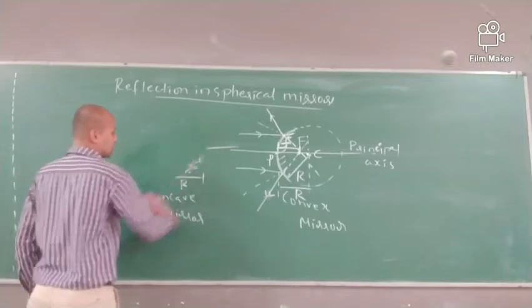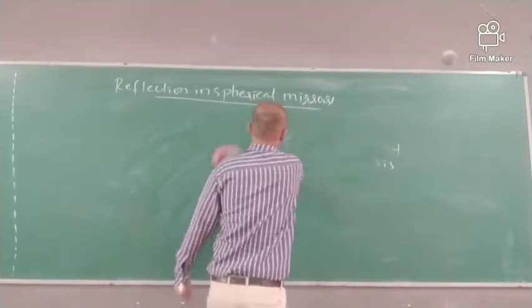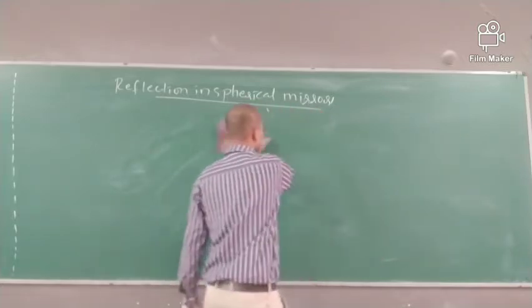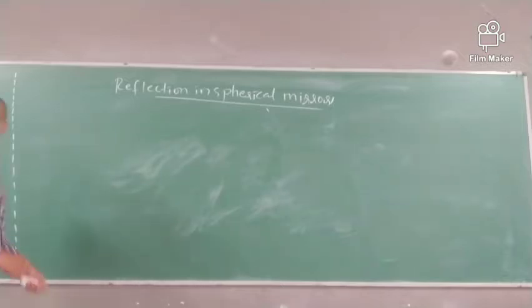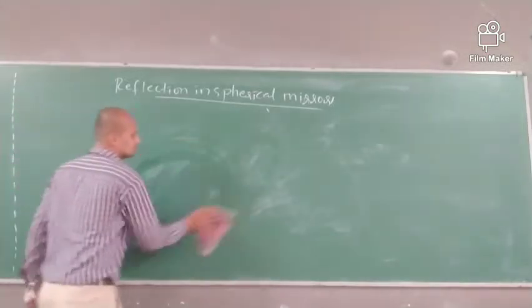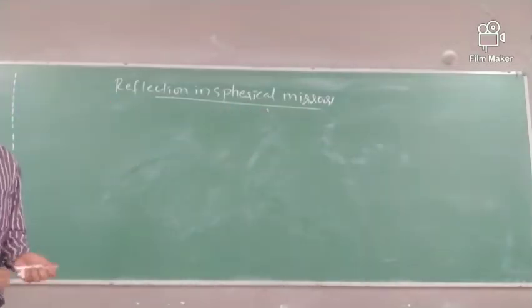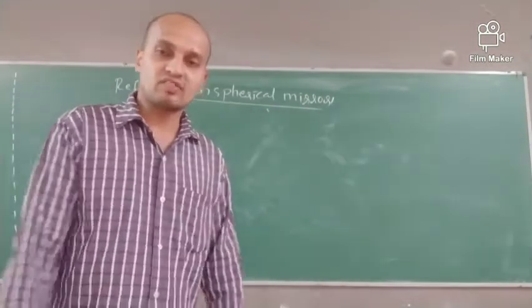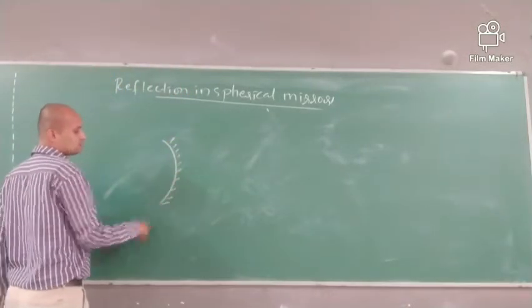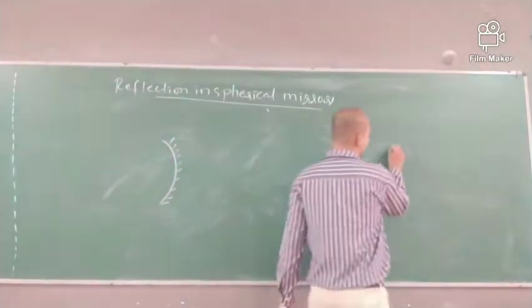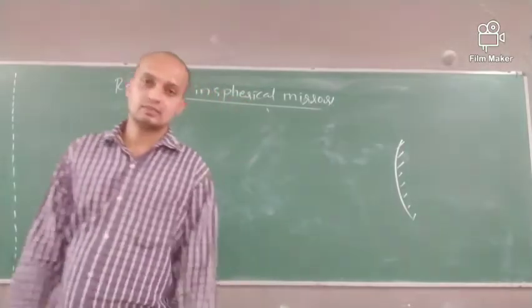Let us learn sign conventions. If you have not learned them, we are going to learn sign conventions. Let me take two mirrors, then I shall put sign conventions here. One I will take a concave mirror, another I will take a convex mirror.